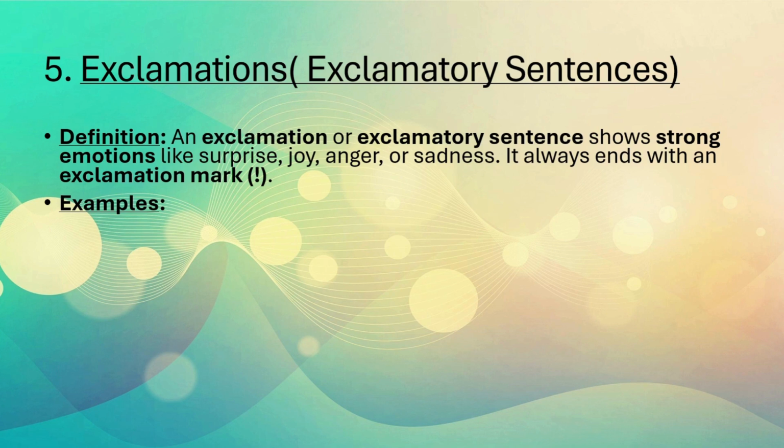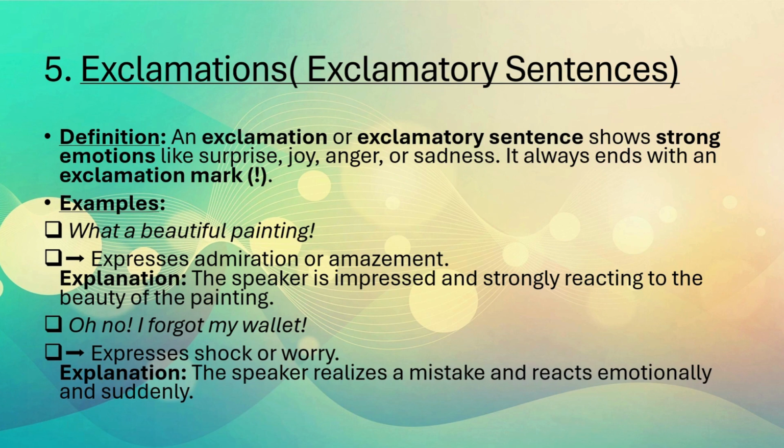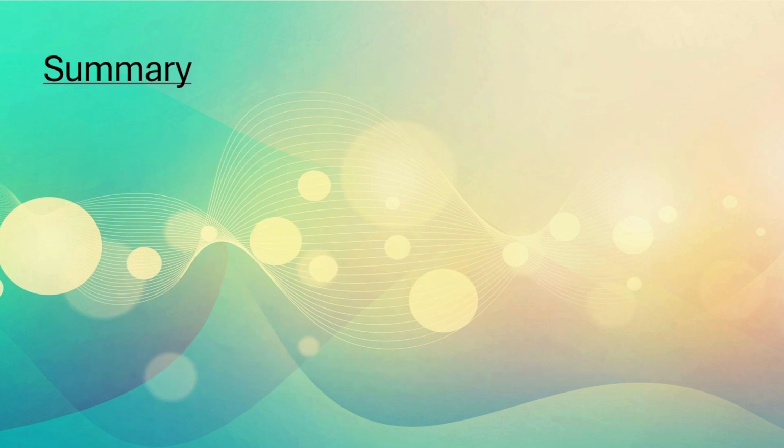Okay, so now let's go through examples. What a beautiful painting! This expresses joy and admiration, right? So it comes under exclamatory sentences. Then, oh no, I forgot my wallet! They show sudden panic or regret, right? So it's also an exclamation. That's why it comes under exclamatory sentences. We also use exclamatory sentences in our daily life, like whoa, yay, I won the game, alas, he failed the test. These are all showing strong feelings and belong to the exclamatory type.